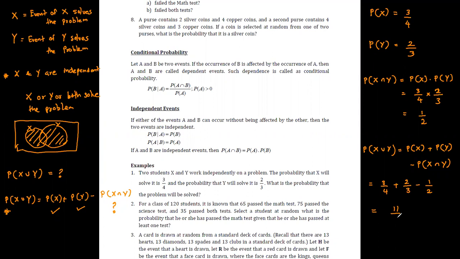11 divided by 12. No need to convert this into decimals. We can keep it as a fraction since we are identifying probability values. Then we can say that the probability that the problem will be solved is 11 over 12. Therefore, this is the answer. It means that either X solves the problem, or else Y solves the problem, or else both of them can solve the problem. Considering that scenario, we can obtain the probability of the problem getting solved.